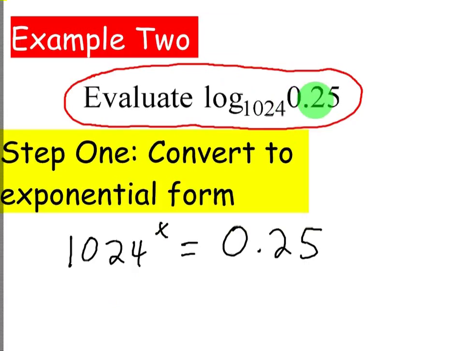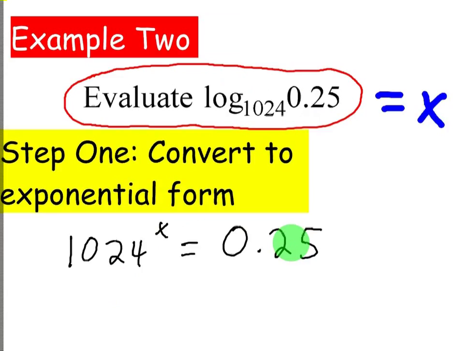Again, normally what I do is I just take whatever that log is, I set it equal to x, and then I convert it to an exponential. So we have 1024 to the x power equals 0.25. The reason this one's a little bit harder is because you have to find a common base.